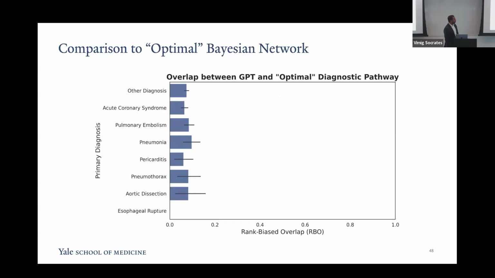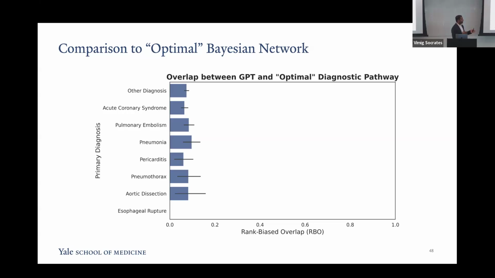The last thing that we compared was the overlap between that quote unquote optimal diagnostic pathway and the LLM. And so in general, we see very little overlap between those two things. And actually, this isn't missing. It's just that there was almost no overlap for esophageal ruptures.